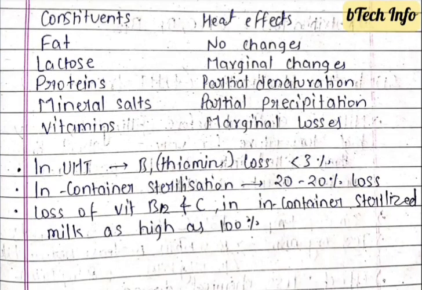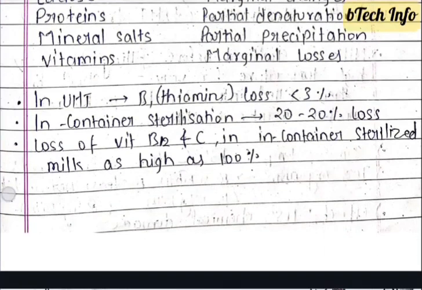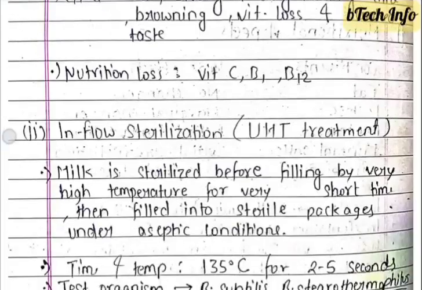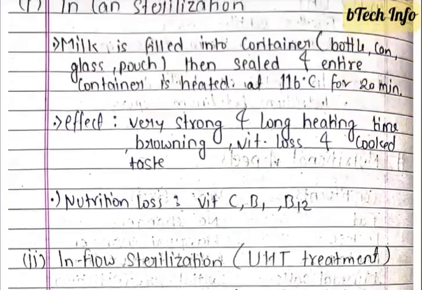In the UST, we have a loss of thiamine, which is vitamin B1, of less than 3%. In in-can sterilization, the loss of thiamine is 20%. Loss of vitamin B12 and C in in-can sterilization is up to 100%. So we have two methods: in-can sterilization and in-flow sterilization, which is UST treatment.